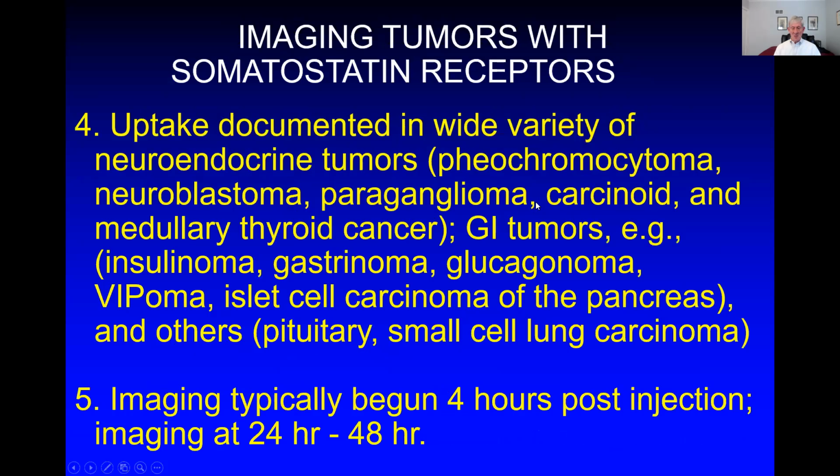I don't know if I have a listing. Yeah, here are some of them. Insulinomas, gastrinomas. These are tumors that secrete insulin and mess up people's blood sugar levels. Gastrin is produced, glucagon, they're hormones. Islet cell carcinoma of the pancreas, pituitary tumors. So all of those are imageable only with Octreoscan, and these neuroendocrine tumors up here are imageable with both of the drugs.